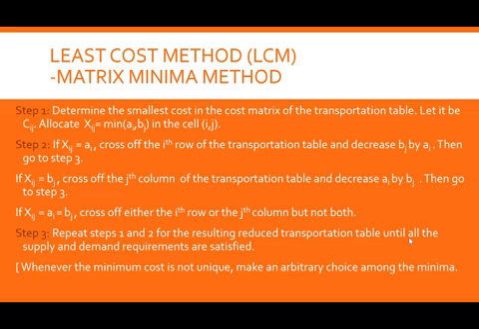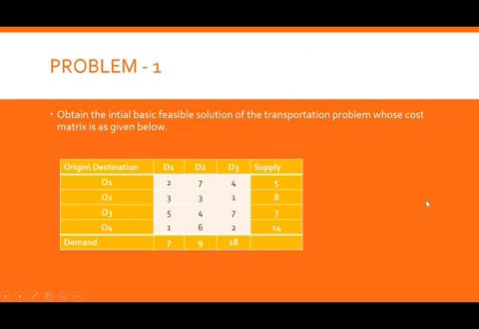Hope you have understood. Even if you have not, when we are solving the problem it will be very easy for you to understand. This is one of the simplest methods for IBFS. Let us have a look at the problem. I will be taking the same problem that we solved using the northwest corner rule, so that it will be helpful for you to compare the answers.